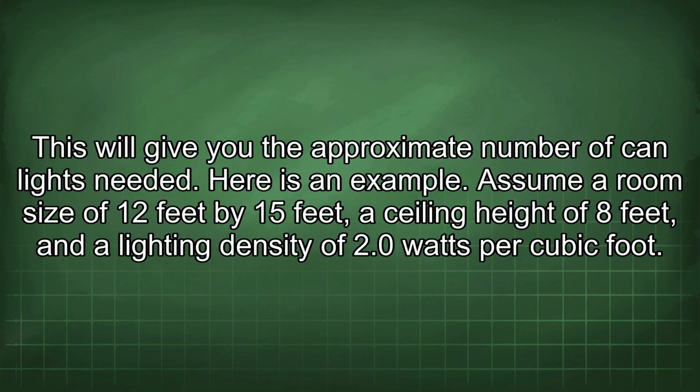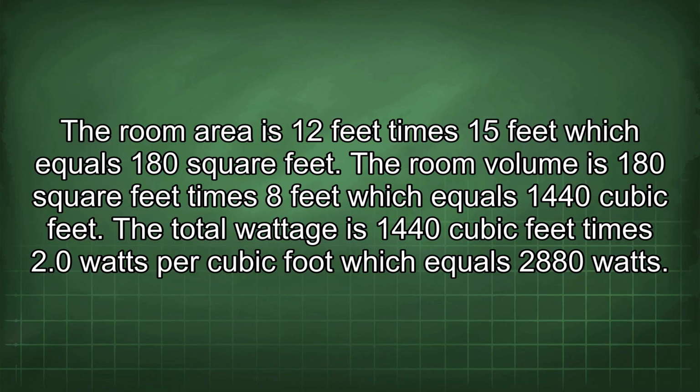Here is an example. Assume a room size of 12 feet by 15 feet, a ceiling height of 8 feet, and a lighting density of 2.0 watts per cubic foot. The room area is 12 feet times 15 feet, which equals 180 square feet. The room volume is 180 square feet times 8 feet, which equals 1440 cubic feet.